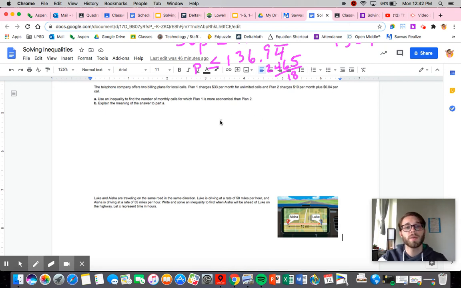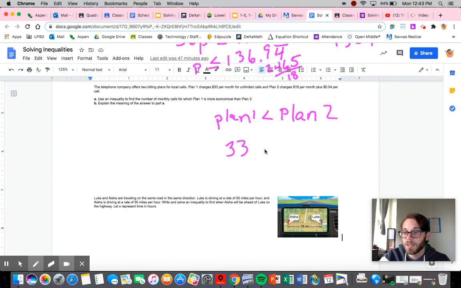All right, so we're using an inequality to find the number of calls for which Plan 1 is more economical than Plan 2. So basically, our situation is we want to figure out where Plan 1 is less than Plan 2. Okay? It helps if I write the numbers. Plan 1 is less than Plan 2. So Plan 1 is just $33 this month. We're just looking at this on any monthly situation, not a yearly situation.